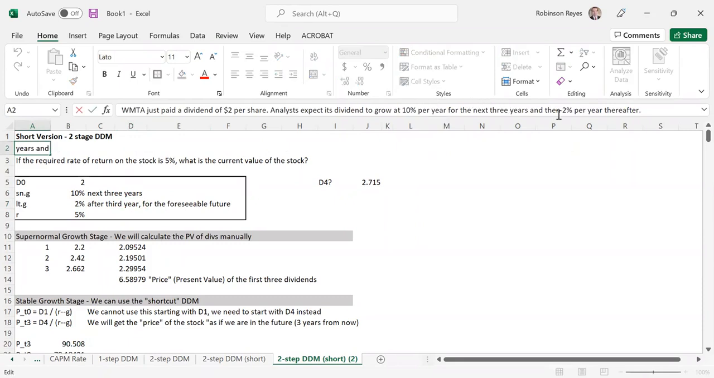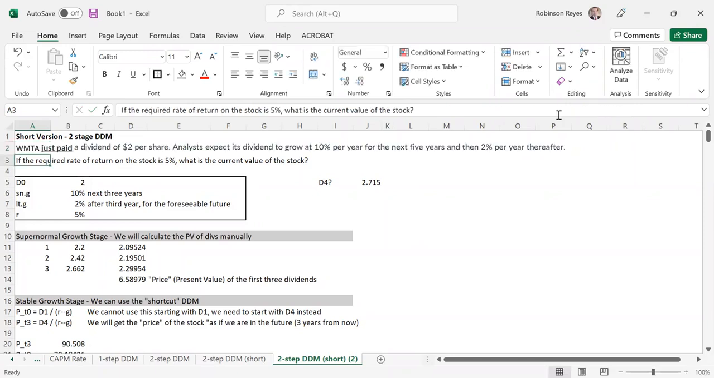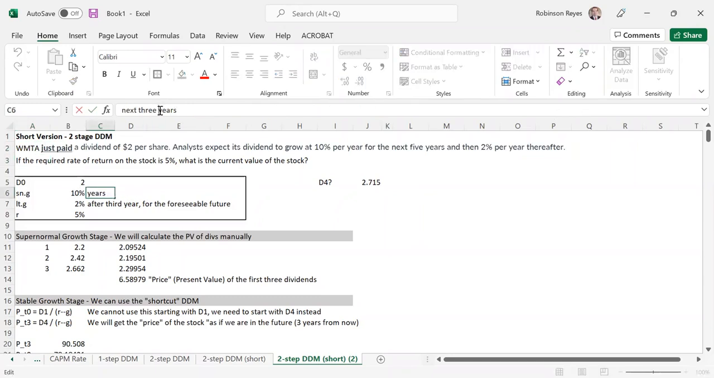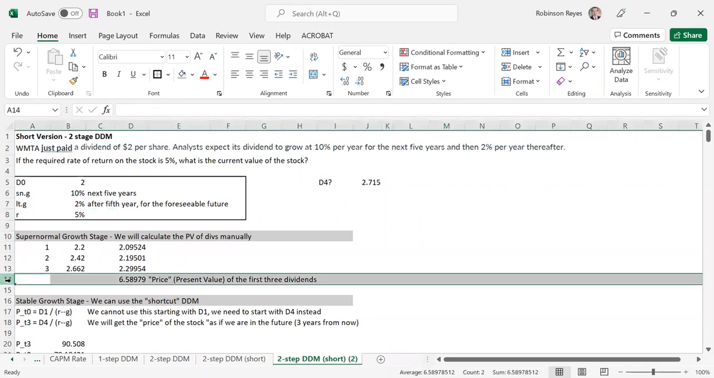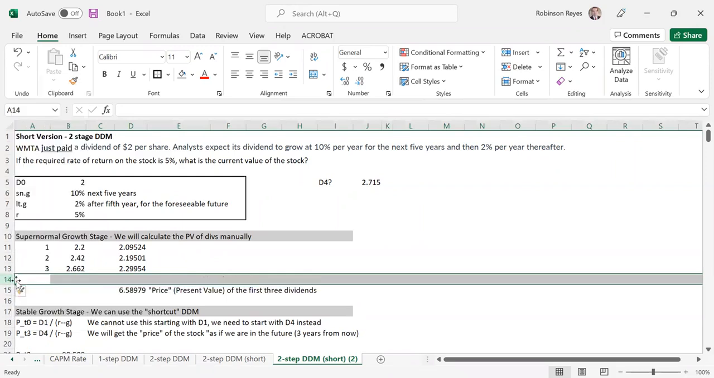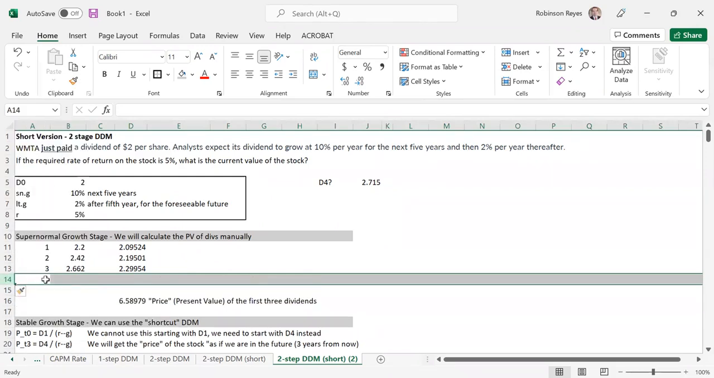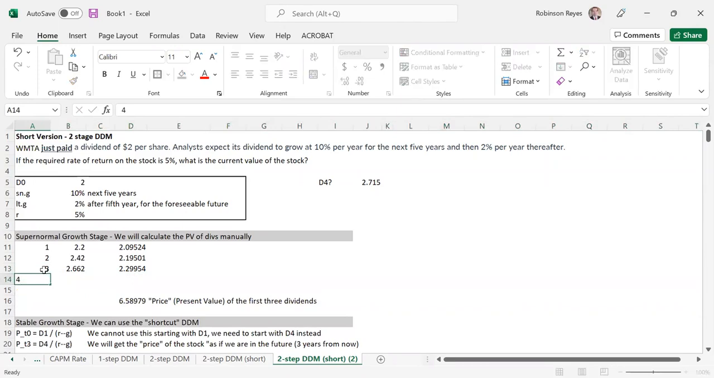Okay, what happens if we have dividends that will grow for the next 5 years and then for the foreseeable future thereon? So we will have to change this to the next 5 years, and then after the fifth year for the foreseeable future. Now this is not difficult. What we will do is continue with period 4, period 5, and we will continue.